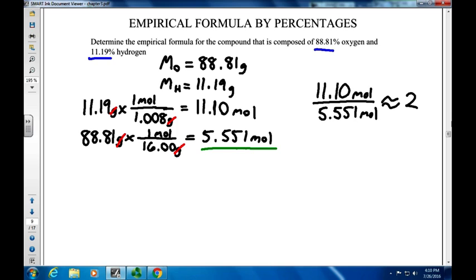Therefore, we know that our oxygen is going to have a subscript of 1 because it is the least amount of moles, and our hydrogen is going to have a subscript of 2 for this empirical formula. Therefore, our formula is simply H2O. And that's it. That's all you have to do to determine the empirical formula through percentages.